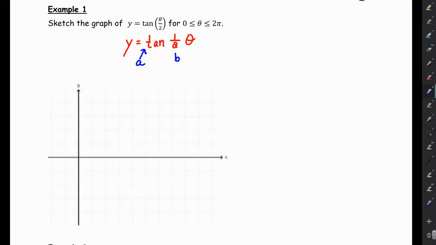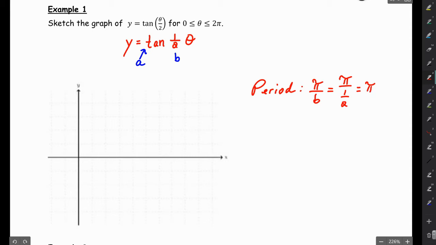So the first thing that we want to do is figure out what the period is. And the period can be found with the tangent curve by doing pi over b. So we have pi over 1/2. You're multiplying by the reciprocal because we're dividing by a fraction. So we get a period of 2 pi. Now remember, we said that the pattern is asymptote, -1, 0, +1, asymptote. Let's write that down.